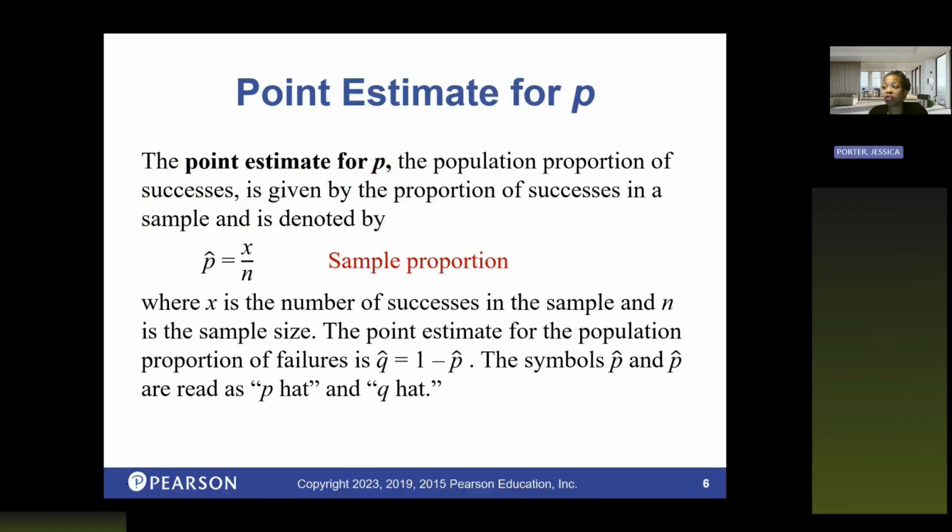The point estimate for P, the population proportion of successes, is given by the proportion of successes in a sample and is denoted by p hat. P hat equals x over n, where x is the number of successes in the sample and n is the sample size. We're going to need to know what q hat is, and that is just 1 minus p hat.